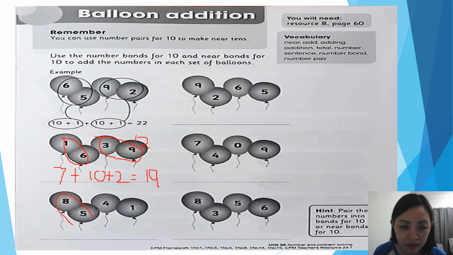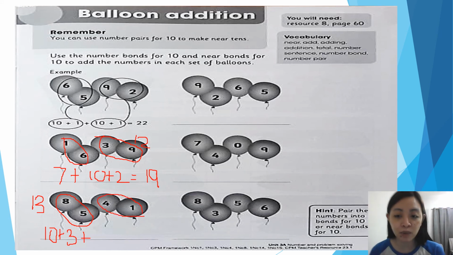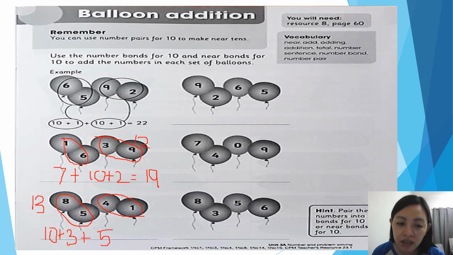8 and 5. 8 plus 5 is equal to? Okay, 13. Now, since 13 is more than 10, let's have the tens and ones of 13. So 10 and then 3, right? Plus, okay, let's go to the second pair of balloon. 4 and 1. 4 plus 1 is equal to 5. Now, I will not divide it into tens and ones because 5 is below 10. So, let's find the sum or the total.